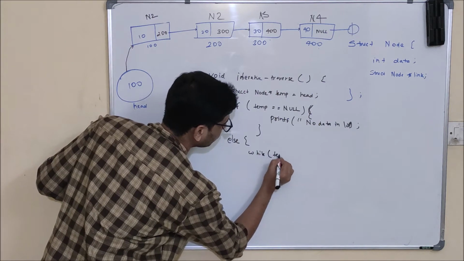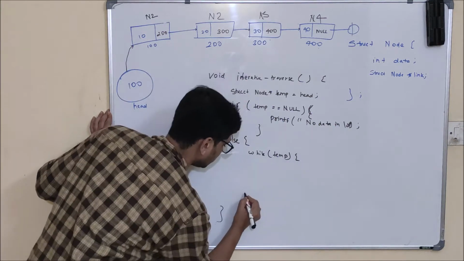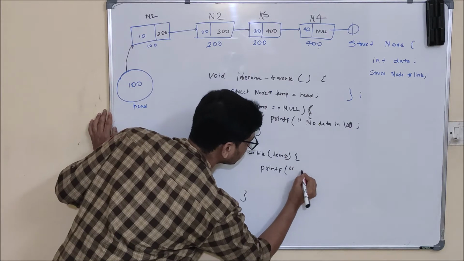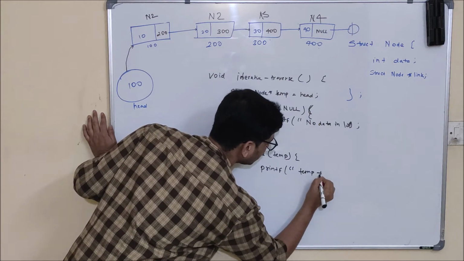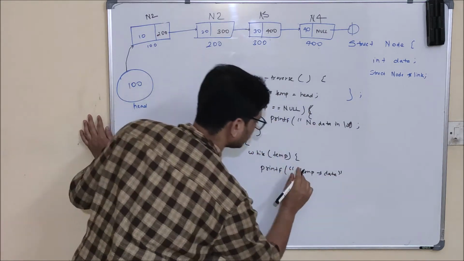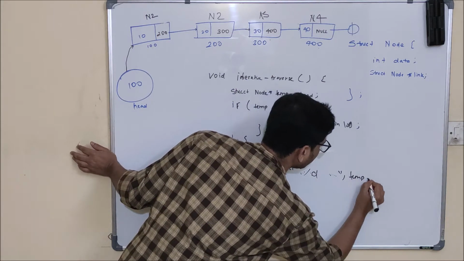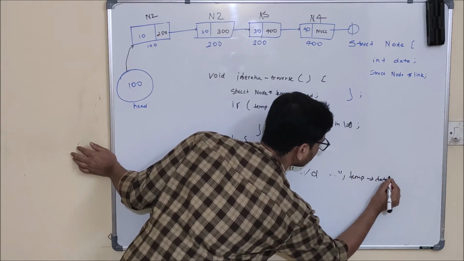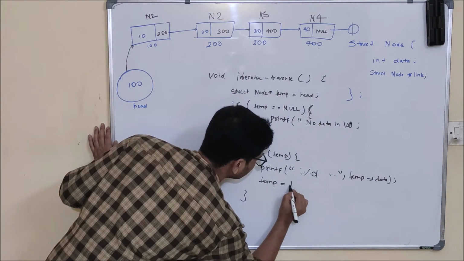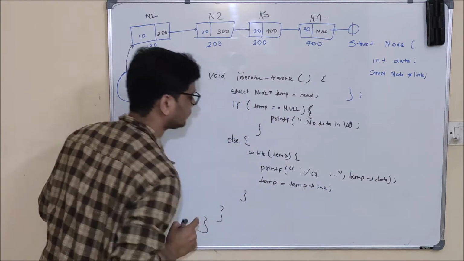First of all, we will use a while loop. While temp, what we will do? Printf temp dot data, sorry, it will be percentage d here, temp dot data, and in the next line we will move the pointer. Temp is equal to temp dot link.